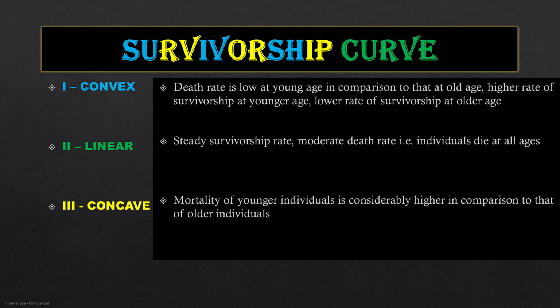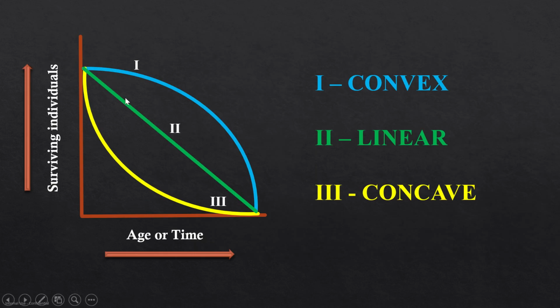This type is seen in birds, in mice, rabbits, and in human beings with poor health and hygiene conditions, like people who live in slum areas and all. So, they don't have very good health and hygiene measures. So, death is very common at all ages. So, this type of linear curve is seen in populations of birds, lizards, mice, rabbits, all these.